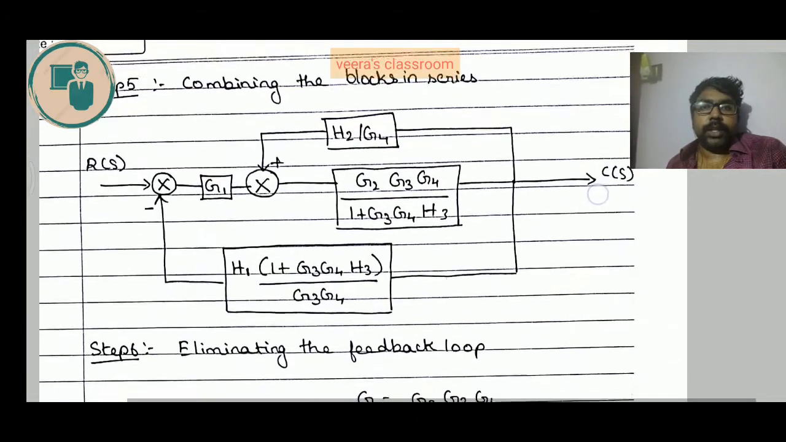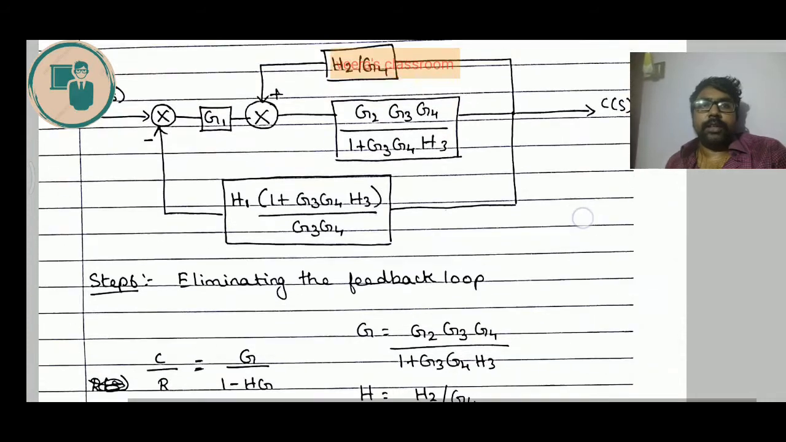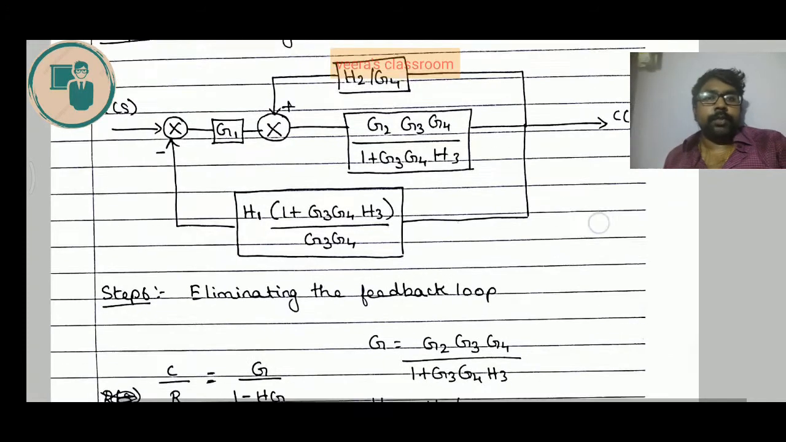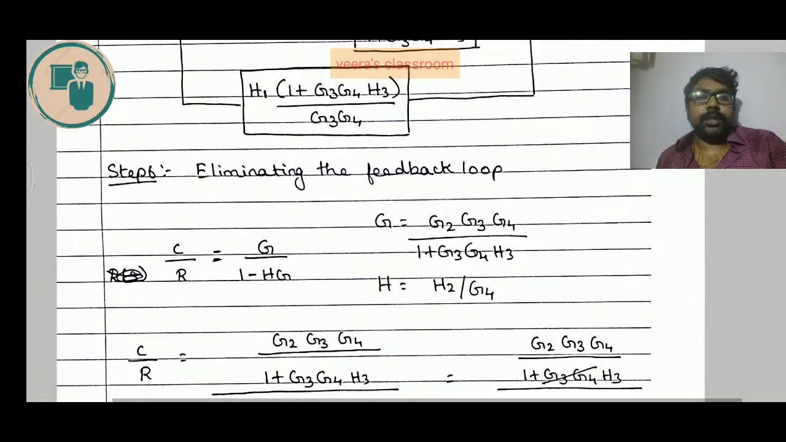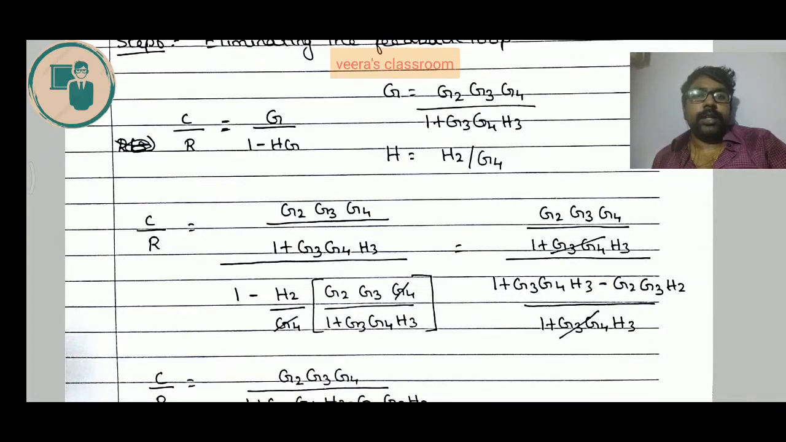The feedback loop here is a positive feedback. In most diagrams we will have negative feedback; predominantly we will have negative feedback. Only under certain conditions will we have positive feedback. This is one such problem where positive feedback is given. For positive feedback, the formula is G by 1 minus GH. So we substitute the terms. It is going to be C by R equal to G2, G3, G4 divided by 1 plus G3, G4, H3, whole divided by 1 minus H2 by G4 into G2, G3, G4 divided by 1 plus G3, G4, H3.